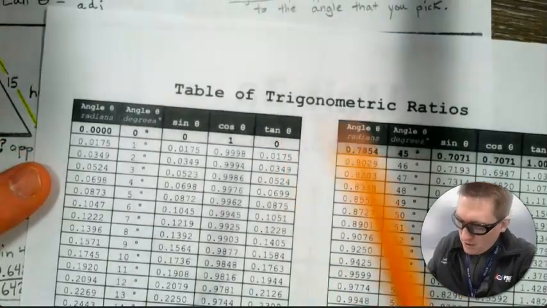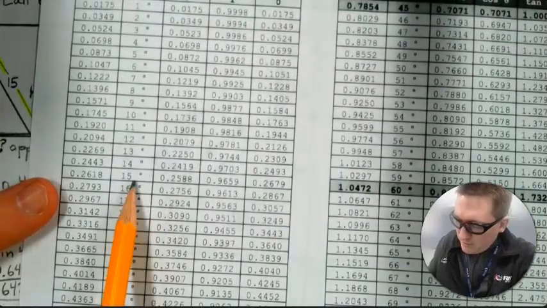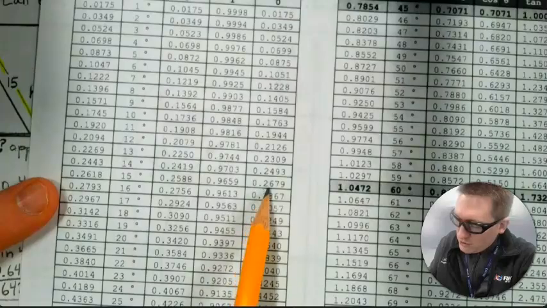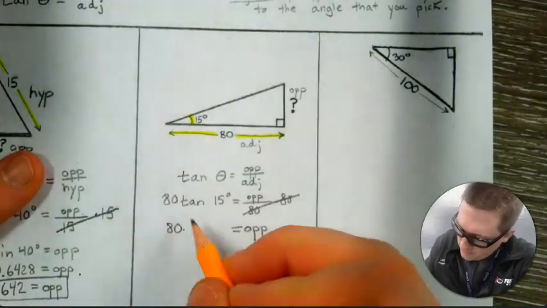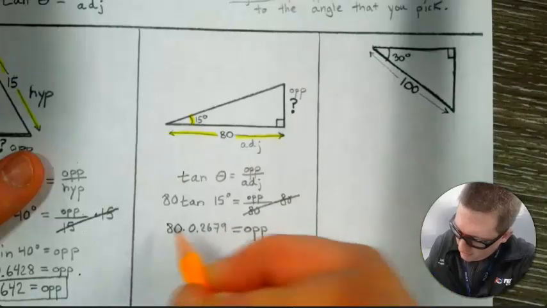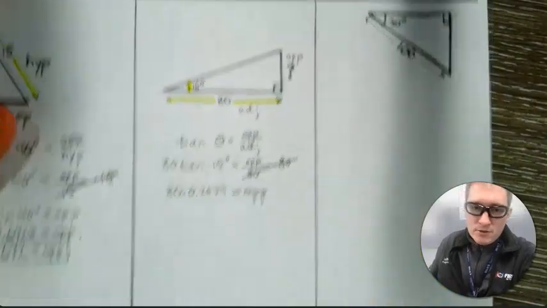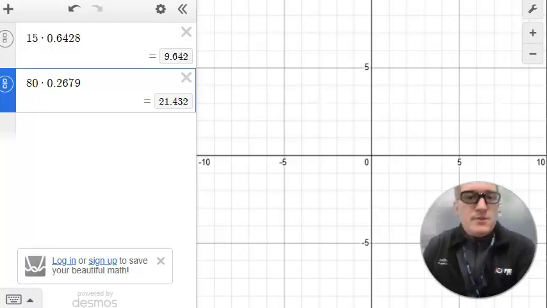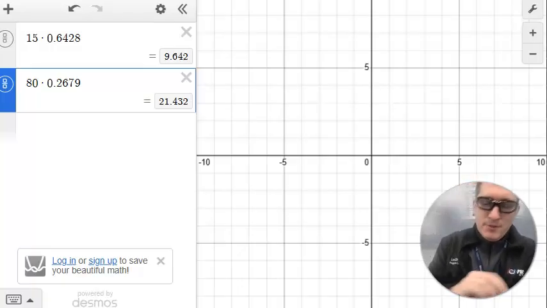So now I have to go to my table here. I'm in the tangent column. I'm going to go down here to 15 degrees, and I go to the tangent. It's 0.2679. And I'm going to multiply those numbers to get my answer. And as you can see here, my answer is 21.432. That's the length of that side.